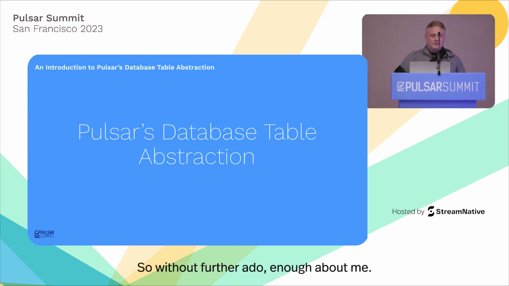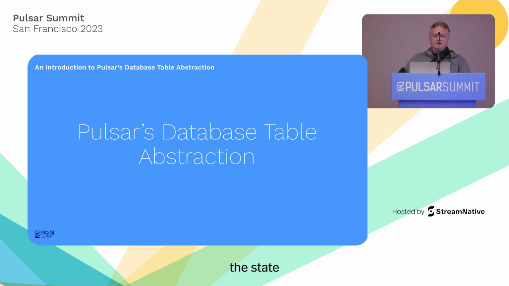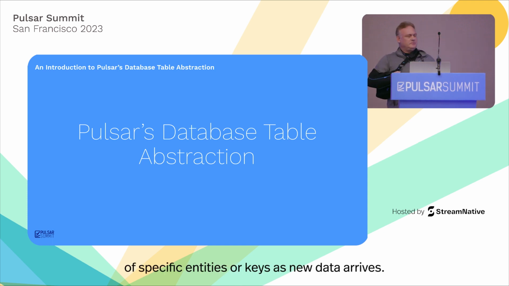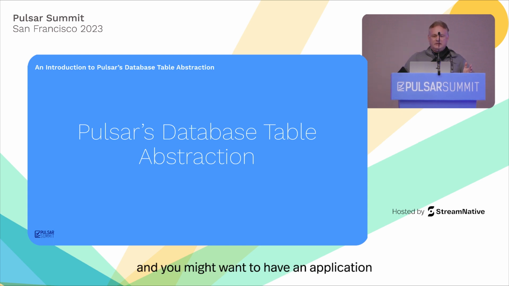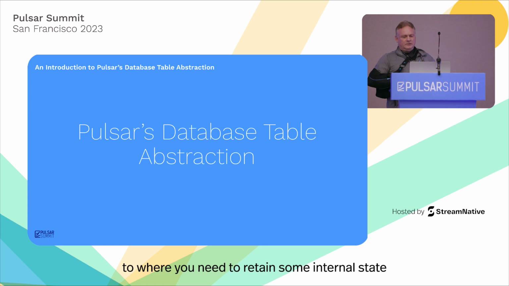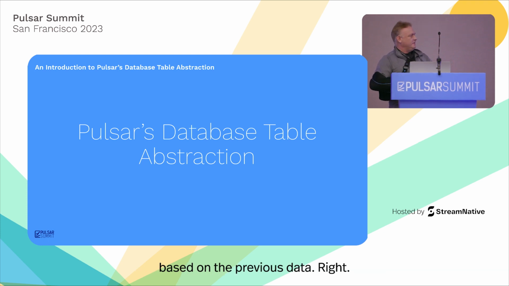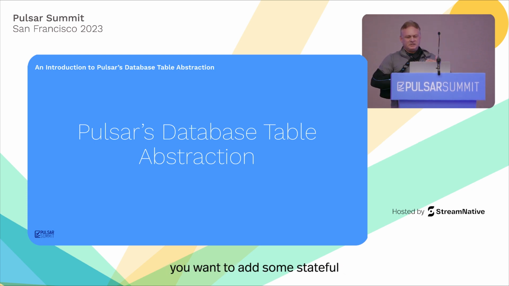So without further ado, enough about me. As I mentioned before, when you're working with streaming data, you often need to continuously update and maintain the state of specific entities or keys as new data arrives, right? So you're processing things individually in a stateless manner, and you might have a need in your application to retain some internal state based on the previous data, right? I'll give you some examples later, but rather than being stateless, you want to add some statefulness to your processing of the data itself.